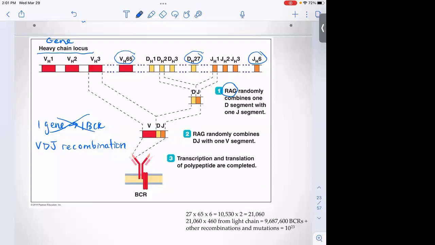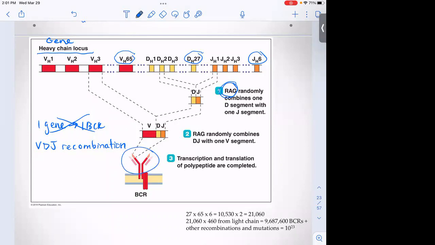So think about it. It's like you get up in the morning, you have 65 shirts, you pick one at random, you pick randomly one of 27 pairs of pants and one of 6 pairs of shoes. And then that's your outfit. Now, the problem is sometimes that outfit doesn't match and you have to go back and change into something else. Well, sometimes when that RAG protein picks each one of those, that doesn't make a protein that's translatable. So not all of those actually make it into the actual B cell receptor.